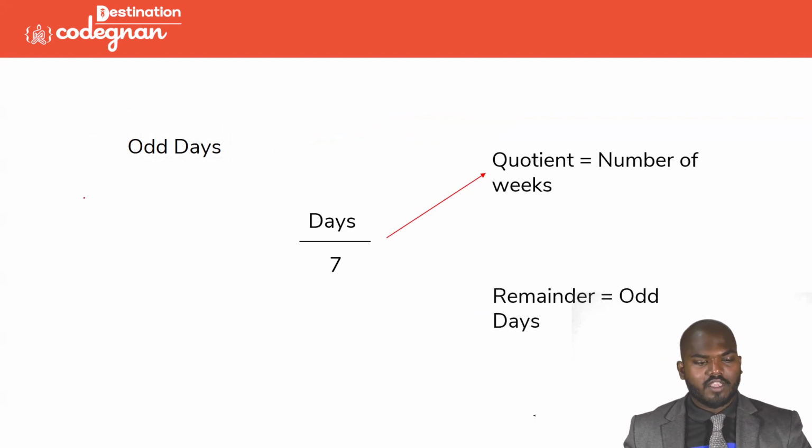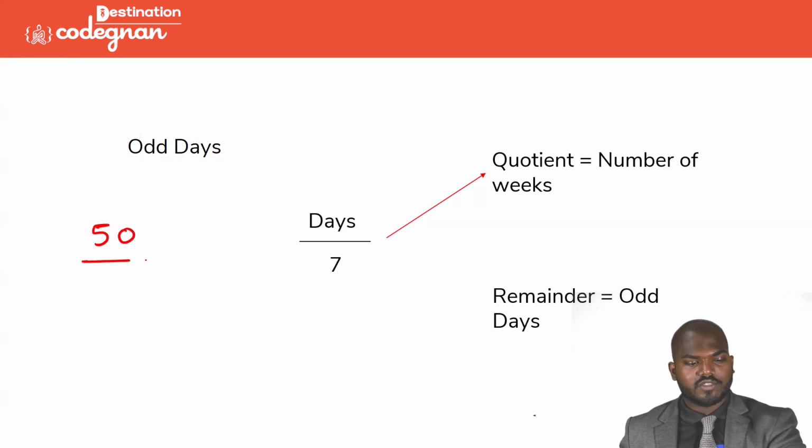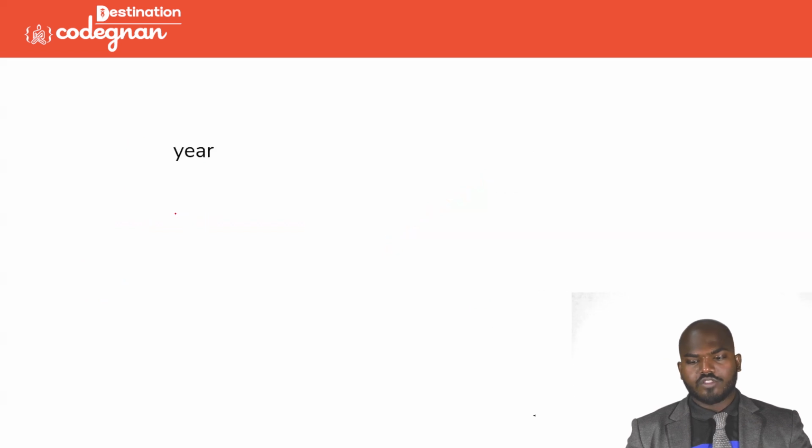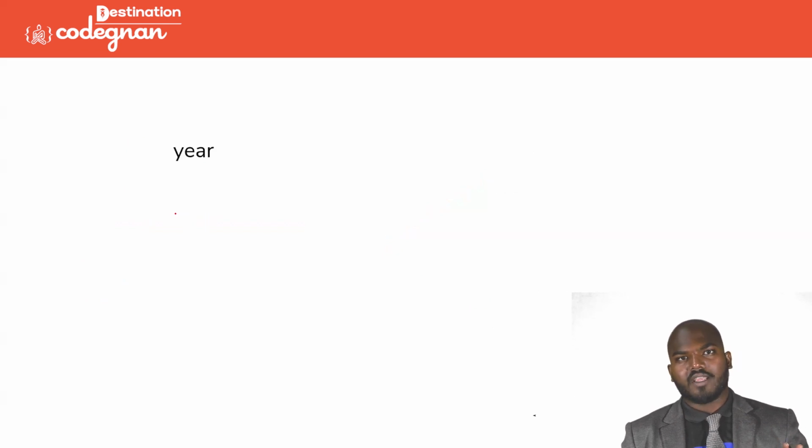for example, if I take 50 days and divide by 7, I'll get the remainder 1. That 1 we call the odd days. Got it, guys? Okay. So how do we derive these odd days? We take that particular year and calculate the particular days.